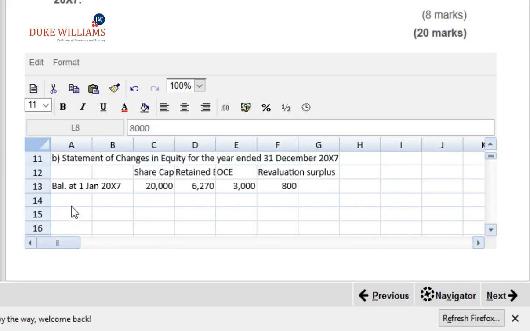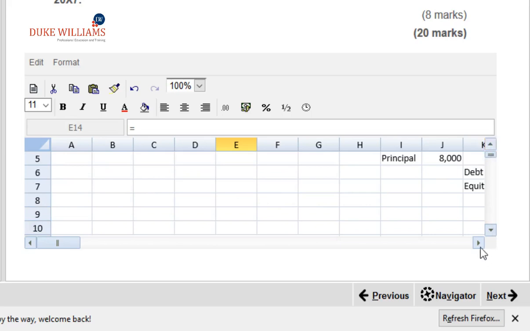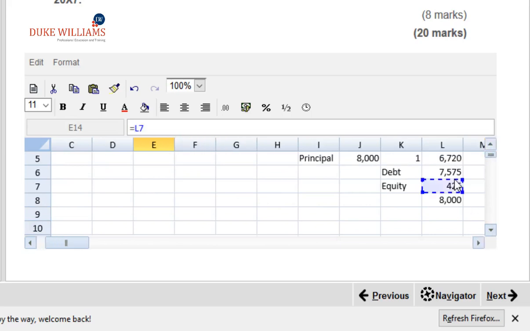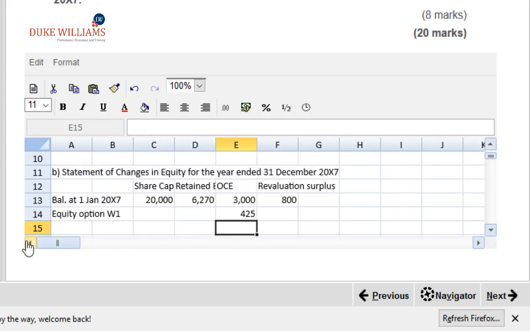So I'll come here, not in any particular order, because I don't want to forget. So my equity option, I'll name it workings 1, and that should be under other components of equity. So this should be equal to the equity value up there. So there we have it. So we have set out our equity option.